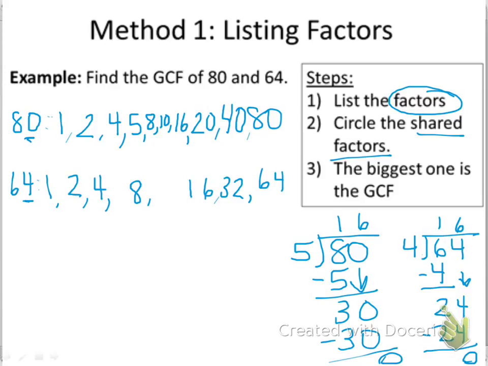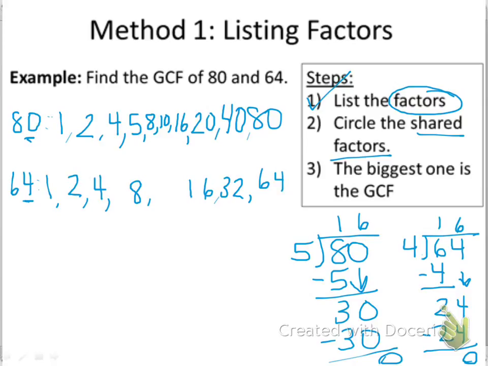Now is it divisible by 9? 6 plus 4 give us 10. And 10 isn't divisible by 9, so it's not divisible by 9. And our last one, 10, it doesn't end in a 0, so 64 is not divisible by 10. Okay, so we've listed all our factors. Step 1 is done. Now we need to circle the shared factors.